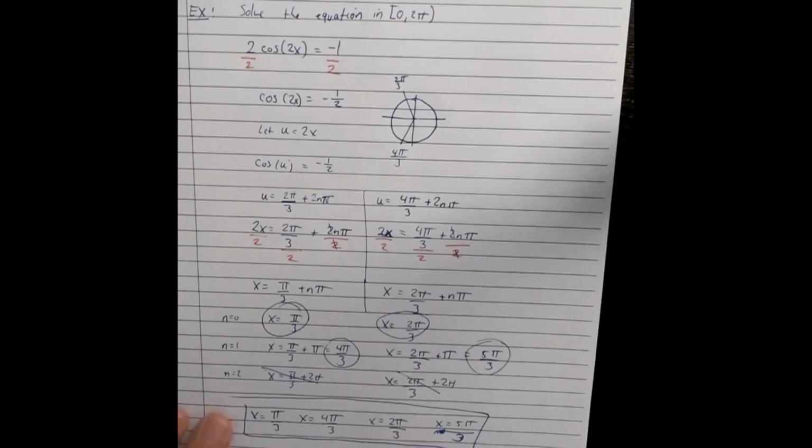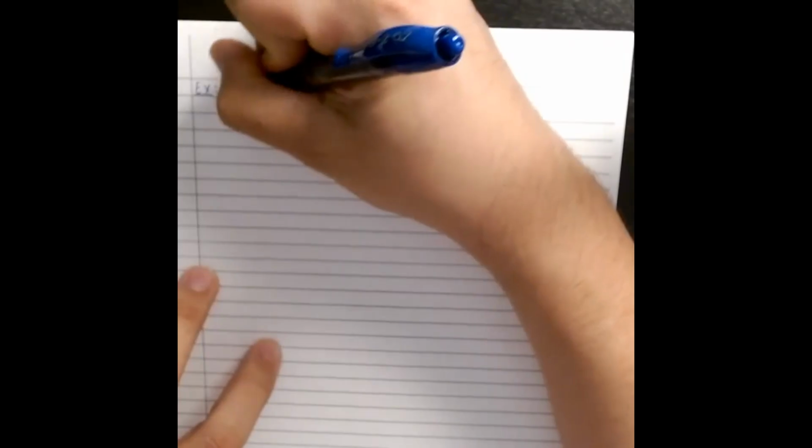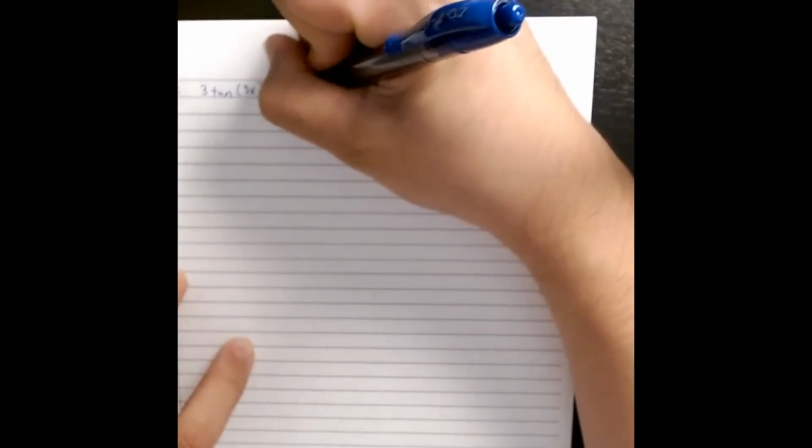So now let's go ahead and look at another one. Same kind of example. Let's say we have 3 times the tangent of 3x equals the square root of 3. And here we're going to solve. Notice here I'm not asking for a solution between 0 and 2 pi. Here I'm just asking for any and all possible solutions. So go ahead and give this a try. Go ahead and pause the video, and when you've reached a solution, go ahead and unpause, and we'll go through it together.